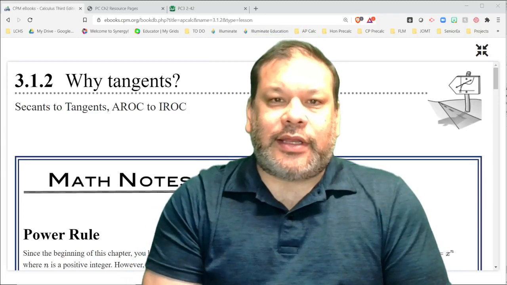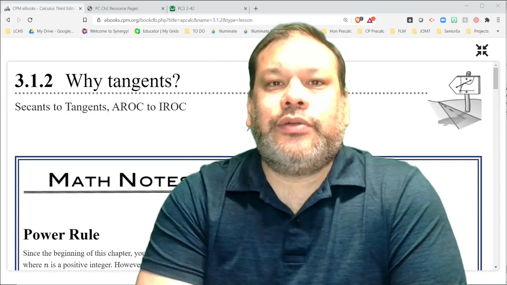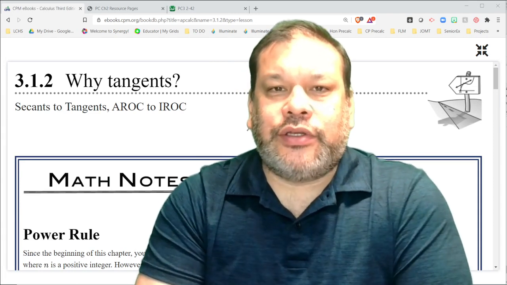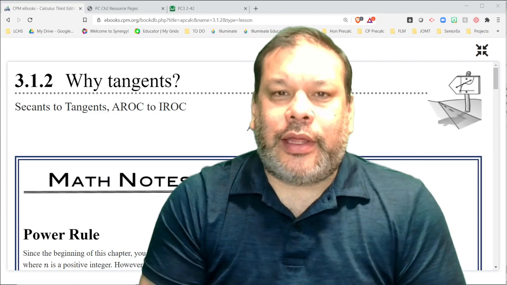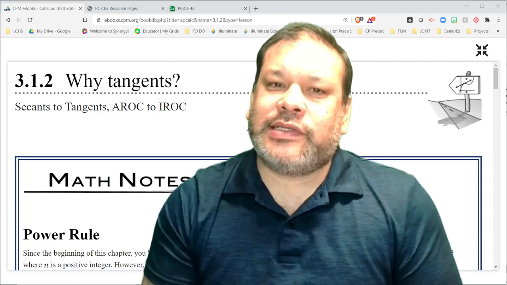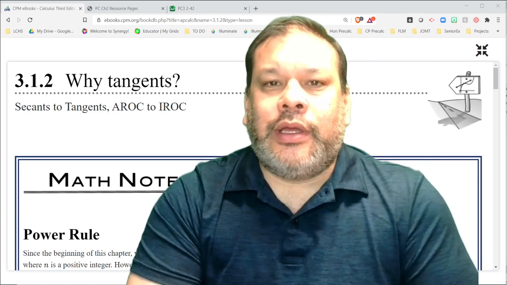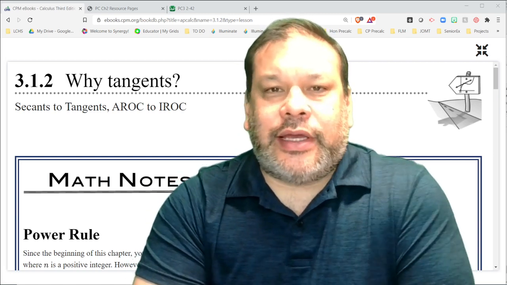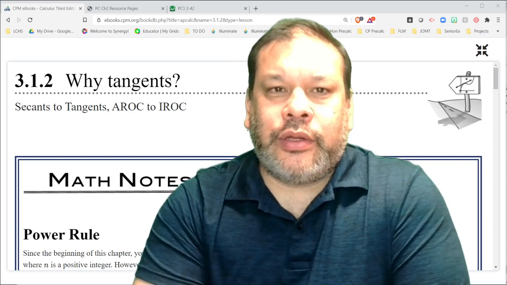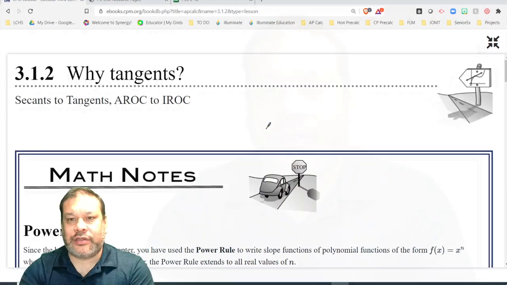All right, this is the lesson launch for 3.1.2, Secants to Tangents, or AROC to IROC. This is a lesson that we went over in pre-calculus that has calculus concepts, but we just don't tell you. We get to make that connection today with lesson 3.1.1, which is the power rule, and it is the math note that starts off this lesson. So let's go through this and look at the power rule.